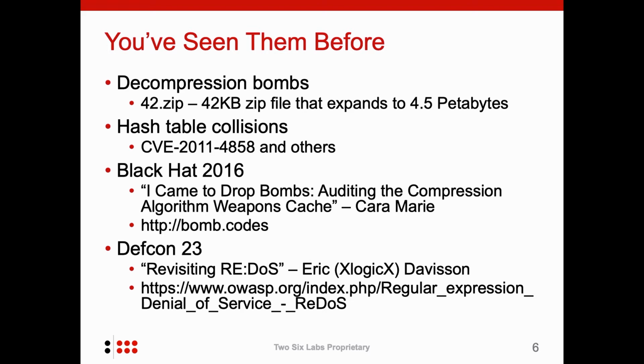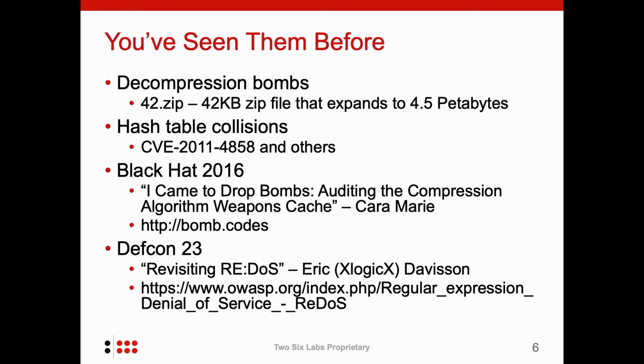Decompression bombs are a real classic example. Probably one of the best known examples is 42.zip. This is a 42 kilobyte zip file that expands to 4.5 petabytes on disk. I don't know about you, but I don't have 4.5 petabytes on disk, so this is probably going to cause some issues for my system. Another classic example are hash table collisions. We're going to go through a specific example, CVE-2011-4858, a little later on.